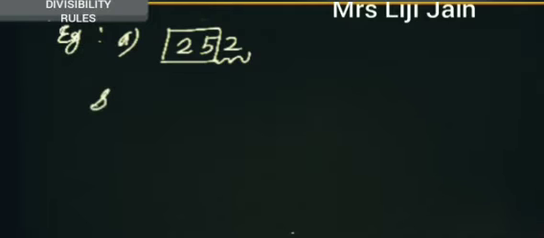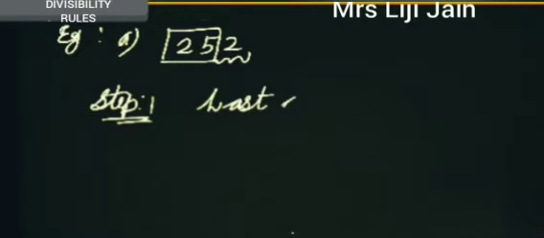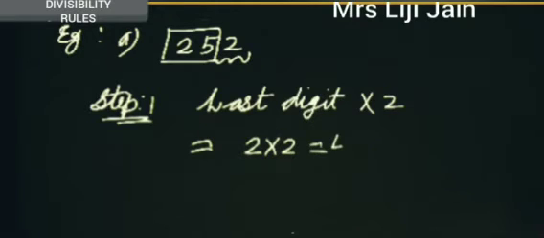Step 1. In the rule of divisibility by 7, what is step 1? Last digit into 2, isn't it? Which is the last digit here? 2. 2 into 2. What is the answer? 2 twos are 4. Okay, so we got step 1. And what is our step 2? Subtract this product from the rest of the digits, isn't it?